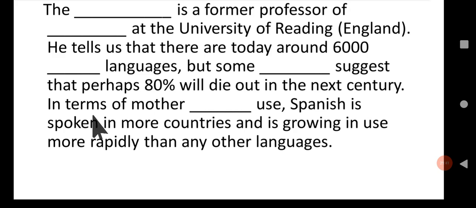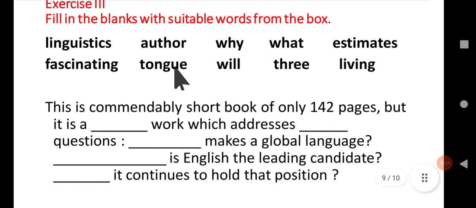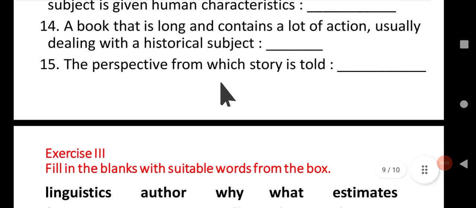Next, in terms of mother dash use, Spanish is spoken in more countries and is growing in use more rapidly than any other language. So in terms of mother dash, the only remaining one is tongue. Okay, so in terms of mother tongue, Spanish is growing very fast. Right. So with this we complete exercise 3.